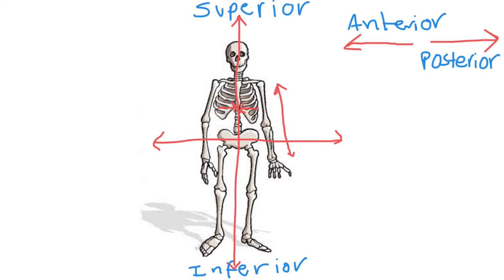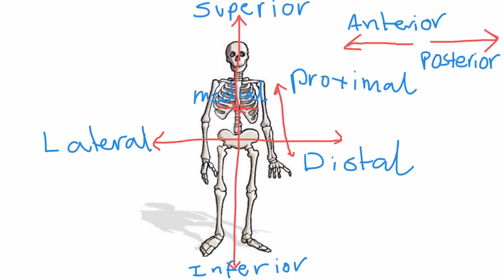The anterior position means towards the front. For example, the kneecap or patella is on the anterior side of the knee joint. The posterior position is towards the back. For example, the backbone is posterior to the heart. The medial position is towards the midline of the body. For example, the big toe is on the medial side of the foot. And the lateral position is towards the side of the body. For example, the little toe is on the lateral side of the foot.